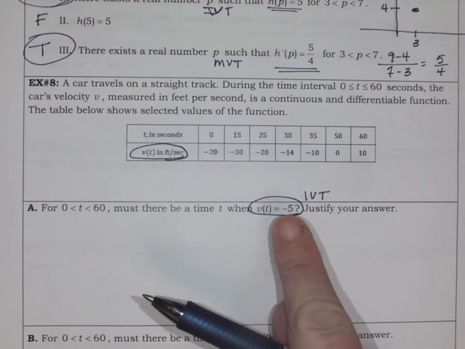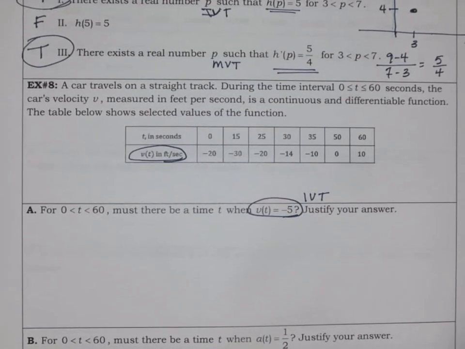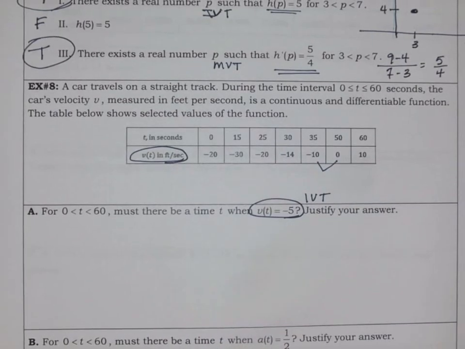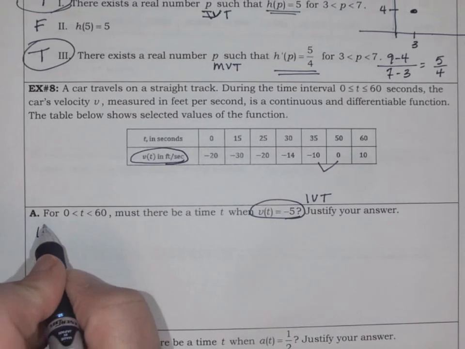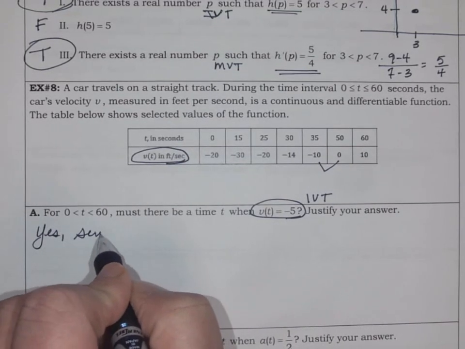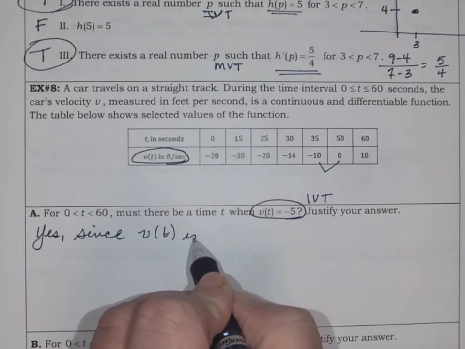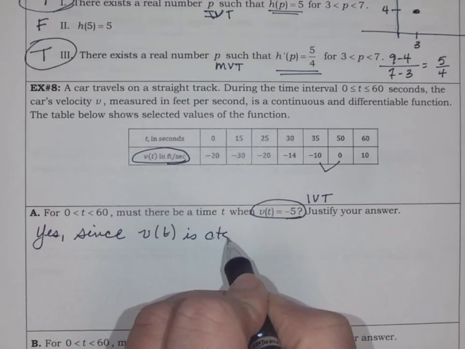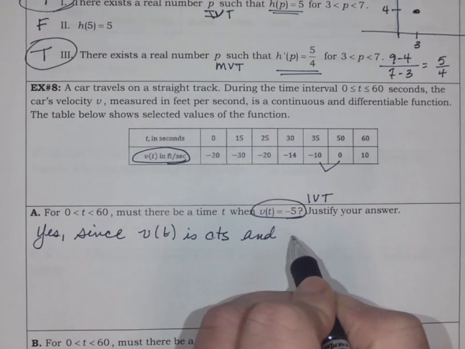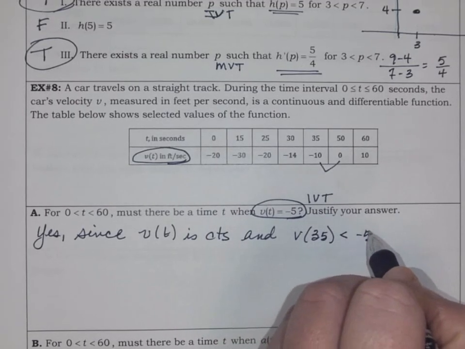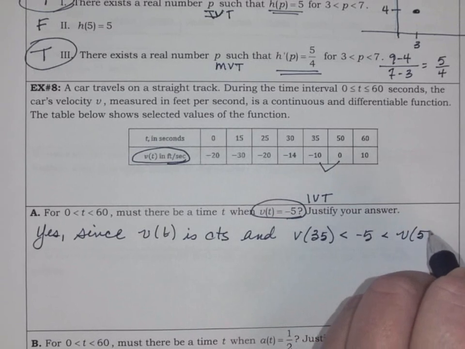This is a y value. So does there have to be a y value of -5? Well, that means we've got to have one y value that is smaller than -5 and one y value that is bigger than -5, which happens between 35 and 50. So we say yes, since v of t is continuous, and we say v of 35 less than -5 less than v of 50.